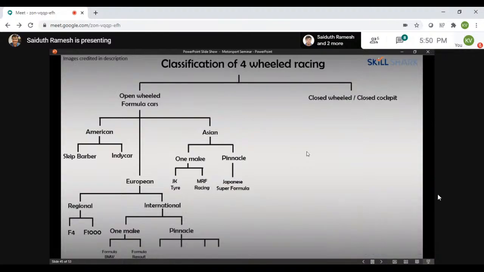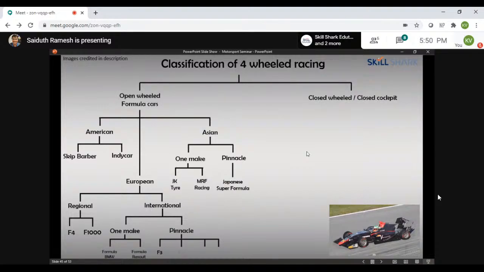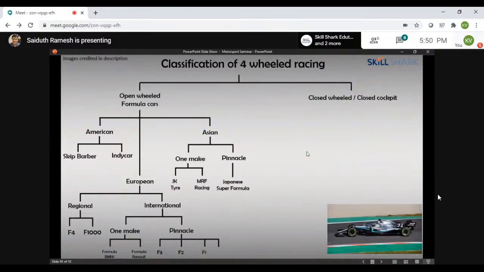Then, of course, you have the pinnacle, the international group. You have Formula 3 over here, Formula 2, Formula 1. You see the way they've evolved. You can see the comparison basically. Formula 1 cars are huge. Formula 3, generally they're small, and their engines are also really small. They're kind of like junior versions of Formula 2 and Formula 1.